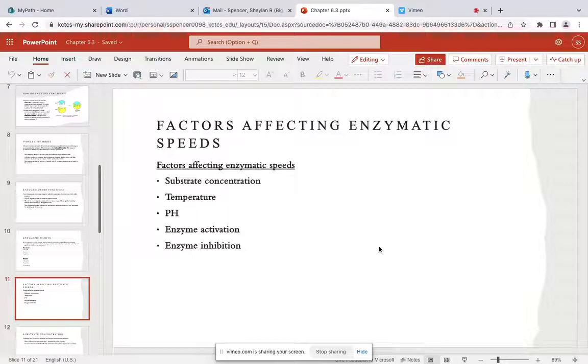Factors affecting enzymatic speeds. So, substrate concentration, temperature, pH, enzyme activation, enzyme inhibition. We'll go over these individually.